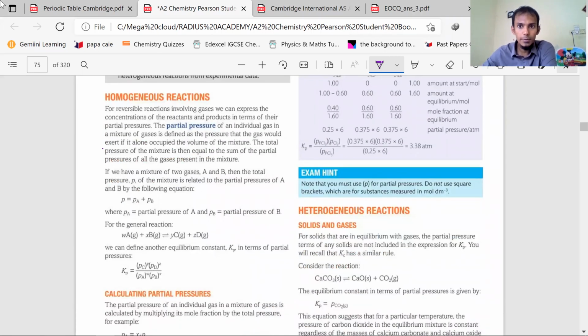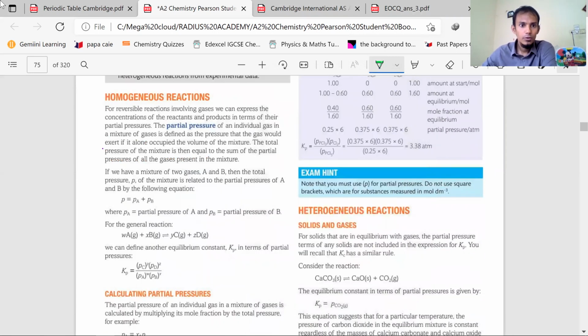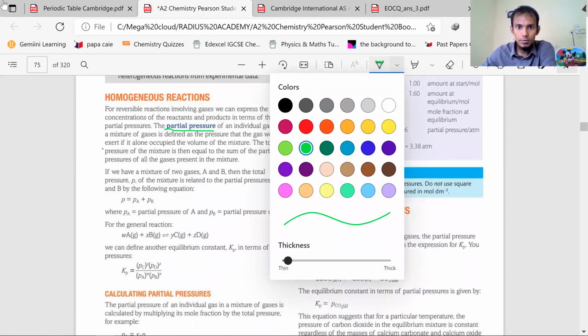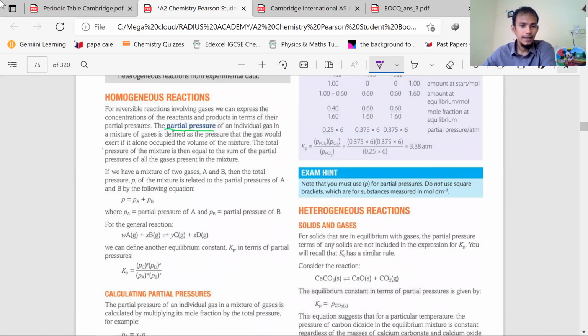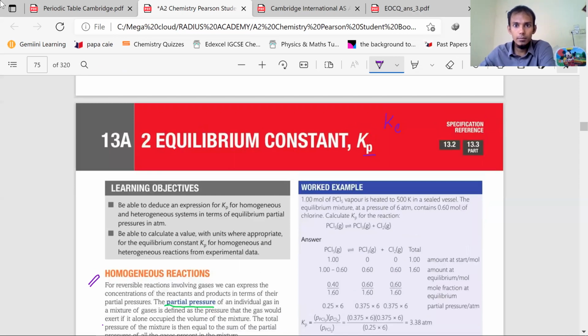So we need to know one term here: partial pressure. This term is required. Now, what is partial pressure for a homogeneous reaction? Since these are pressure terms, if a reaction contains aqueous and solid or liquid, we are not going to find Kp.